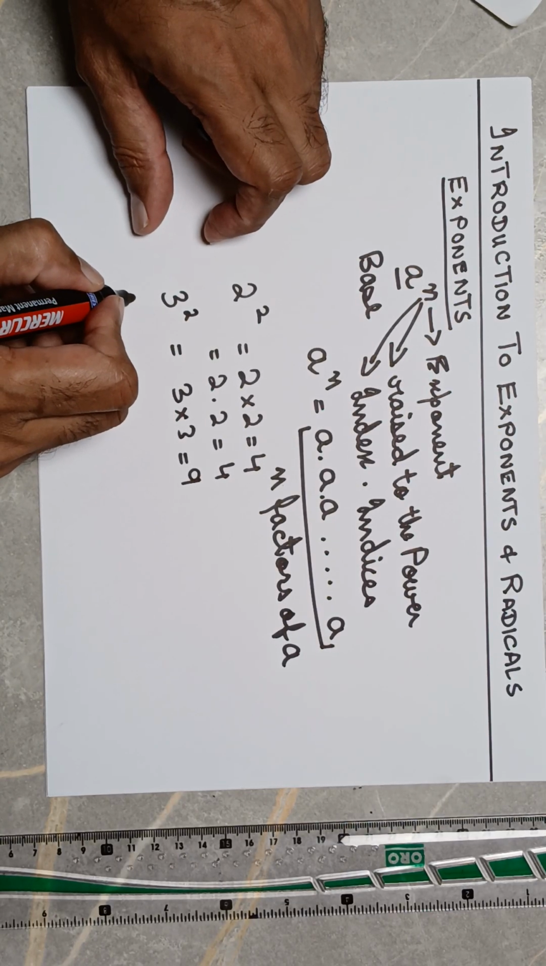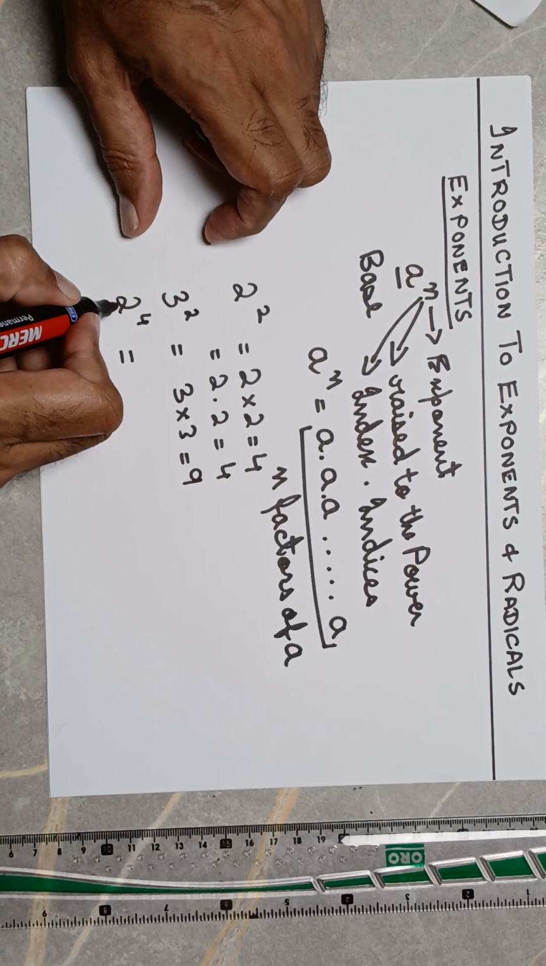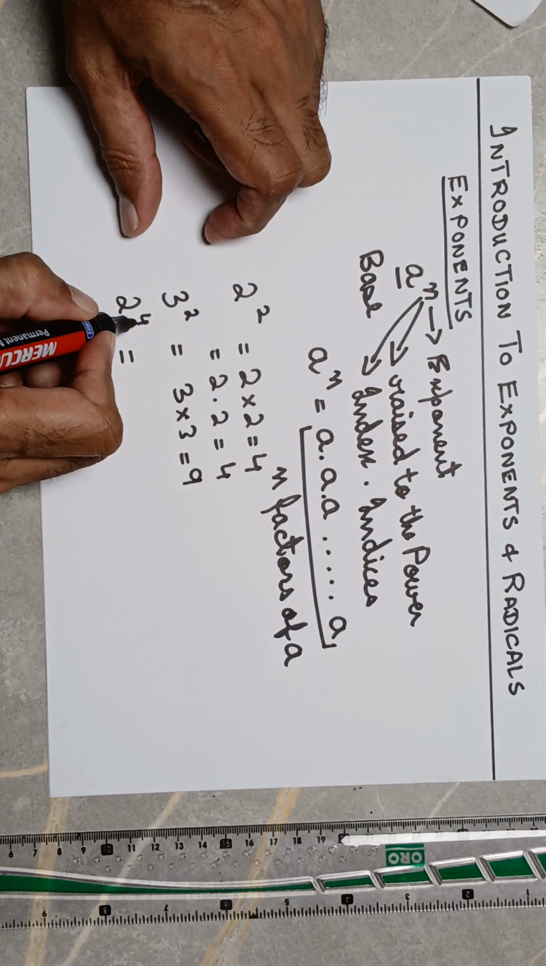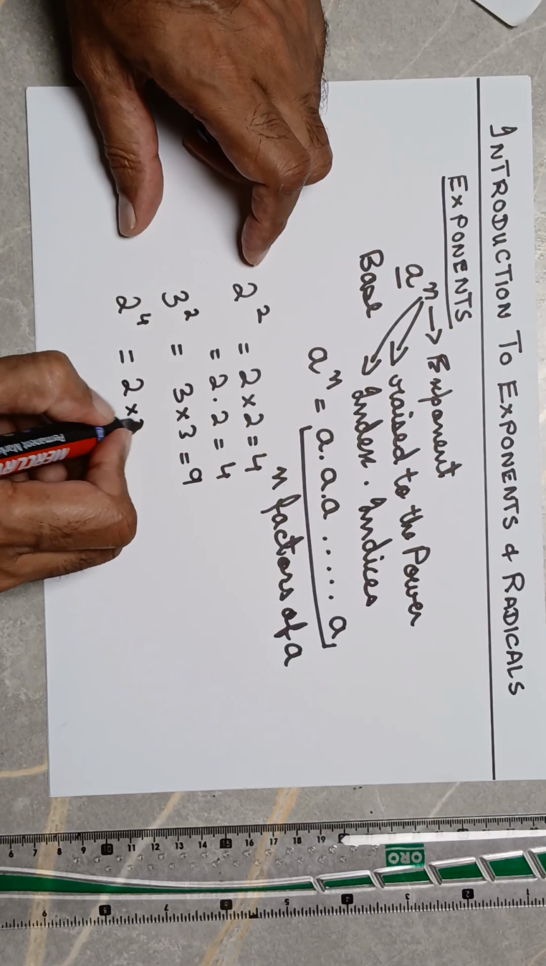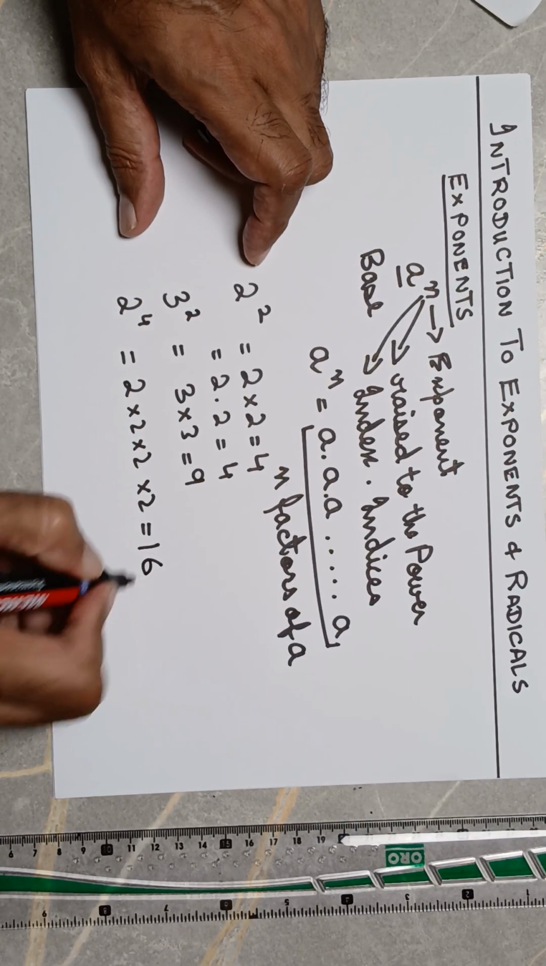If I write it as 2 raised to the power 4, it also means that this base 2 is going to be multiplied 4 times. 2 multiplied by 2 multiplied by 2 multiplied by 2, and the answer is 16 over here.